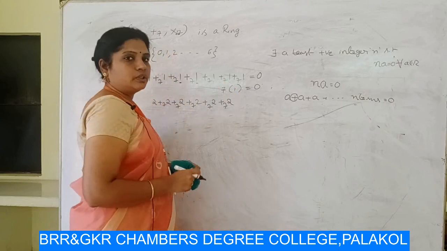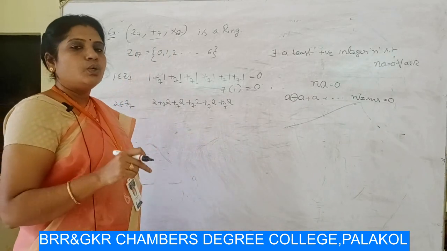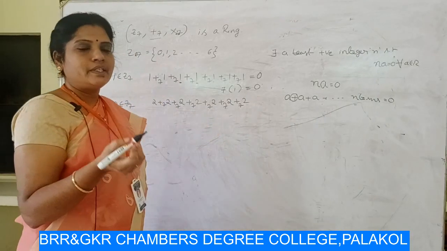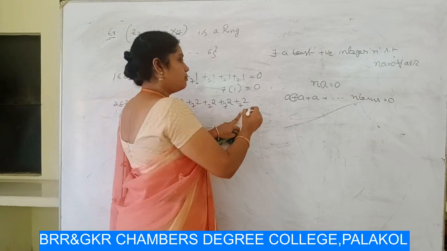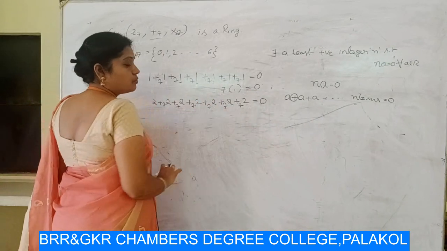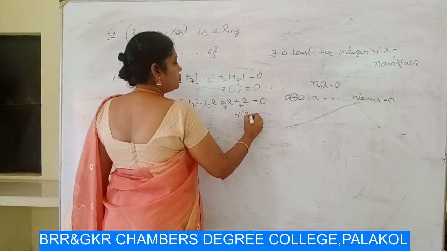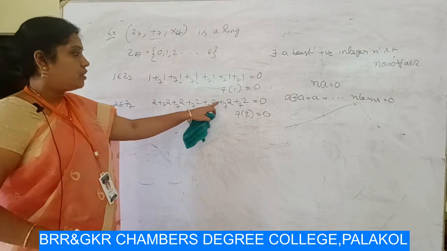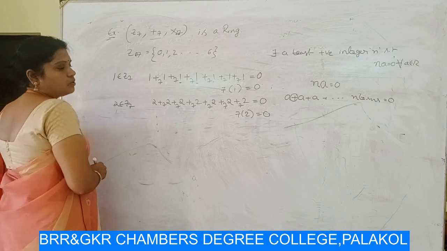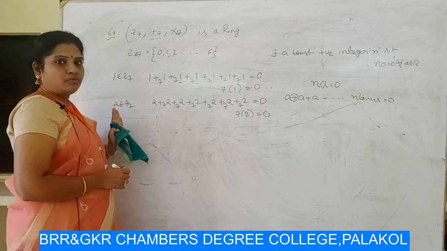We add 2: 3 plus 2 is 5, and 5 divided by 7 gives remainder 5. Again we add 2: 5 plus 2 is 7, and 7 divided by 7 gives remainder 0. So 2 can be added 7 times, giving 14, and 14 divided by 7 gives remainder 0. So 7 into 2 is equal to 0, and so on. Dear students, verify this condition for the elements 3, 4 and 5.